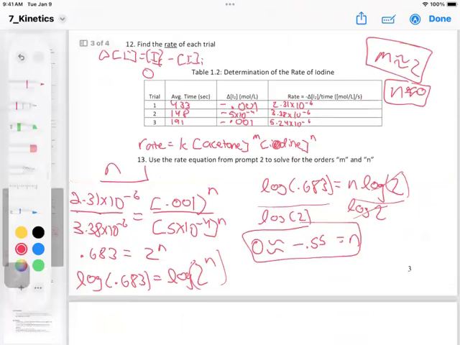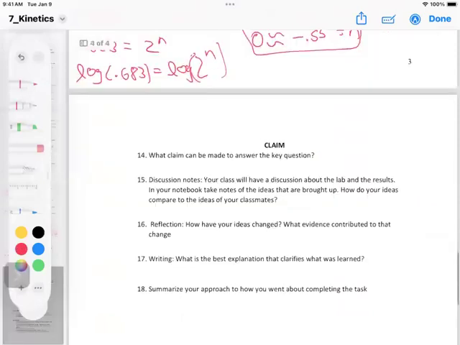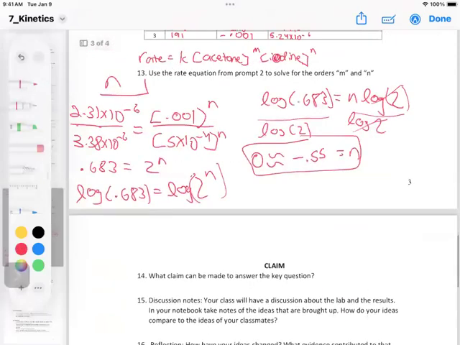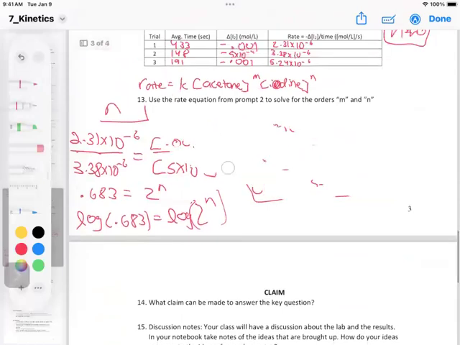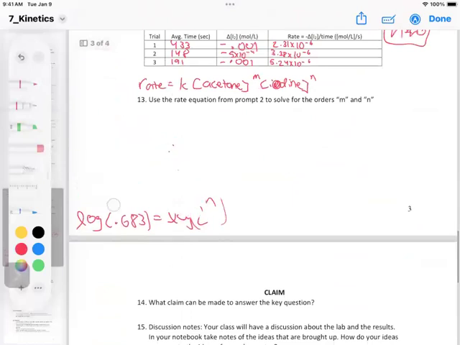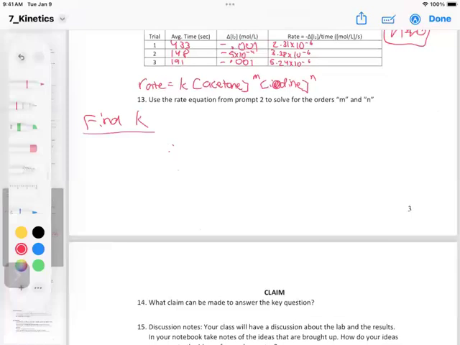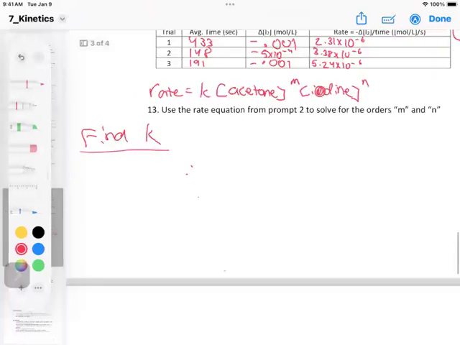And then one step further that is important is to solve for K, because we want to eventually find the specific rate law. So to do that, you can pick any trial and plug everything except for K into your rate law. So we'll do number 3 this time.